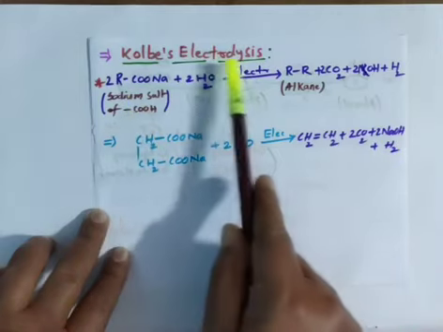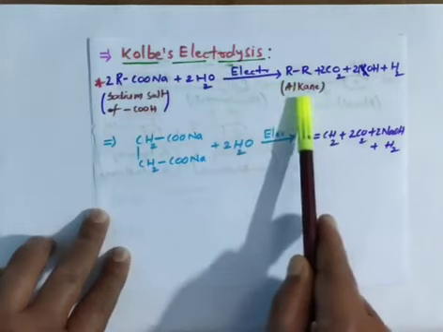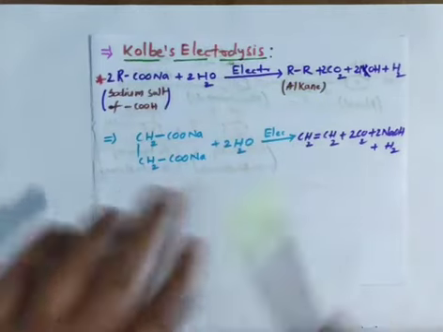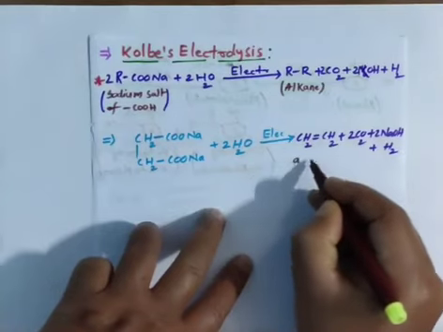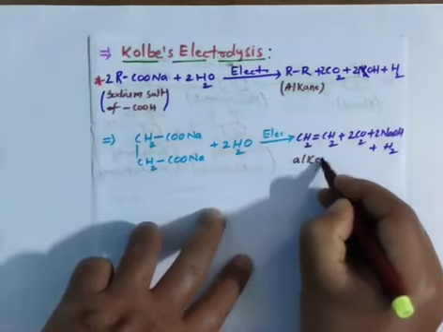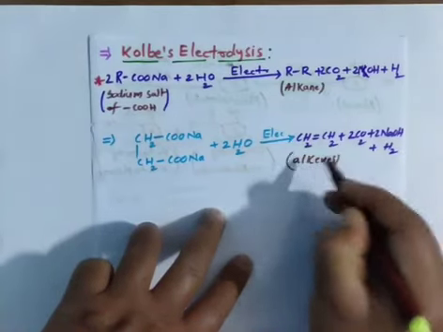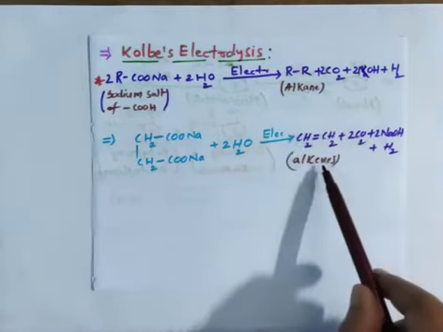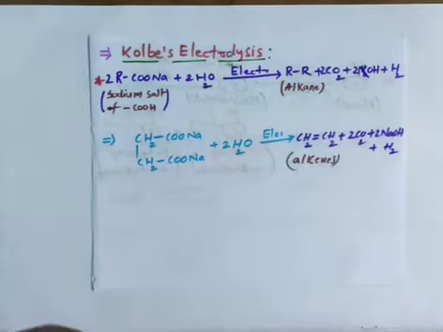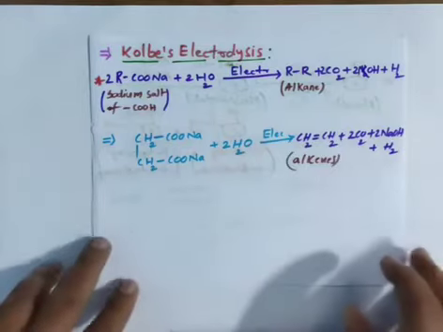By Kolbe's electrolysis, we can prepare alkanes, alkenes. This is double bond. See, double bond C, alkenes. So, remember, by Kolbe's electrolysis method, alkanes, alkenes as well as alkynes also we can prepare. That you should not confuse.